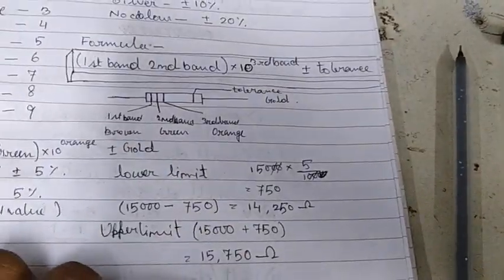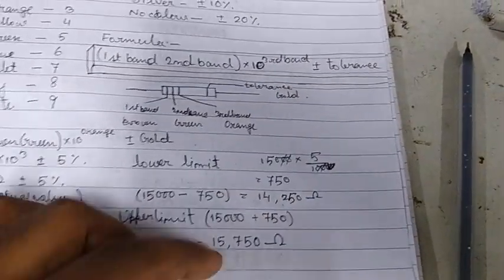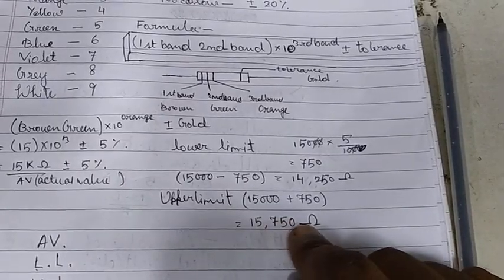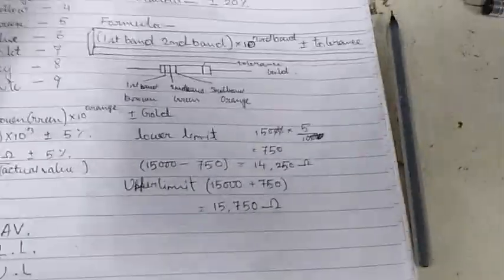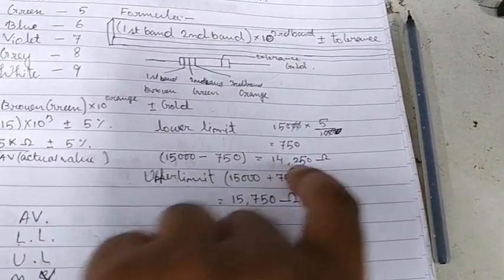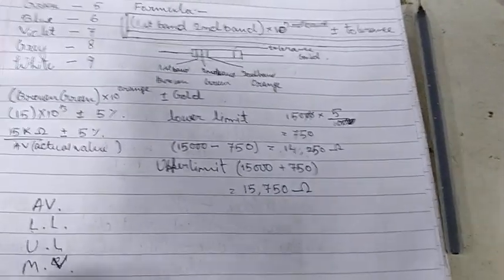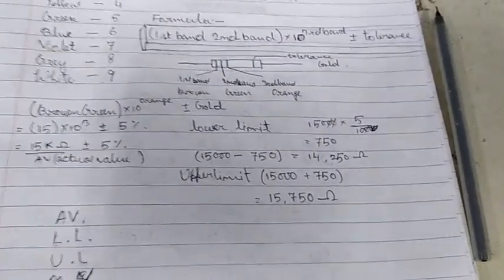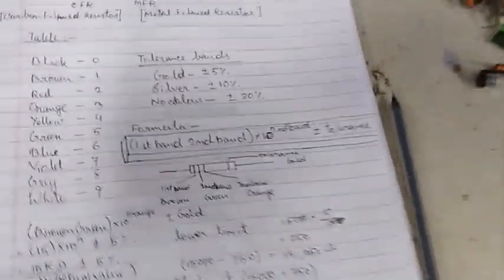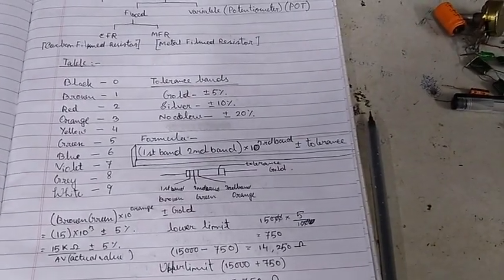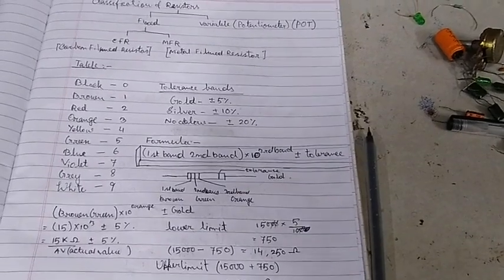So the measured value, or the practical value of this resistor will lie between 14,250 and 15,750. If we measure this kind of resistor in a meter, we will get the value between 14,250 and 15,750. We will never get exactly 15 kilo ohm in the meter. Okay, so this is the technique to find out the value seeing the color code.